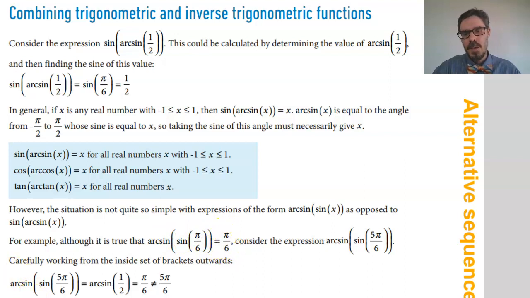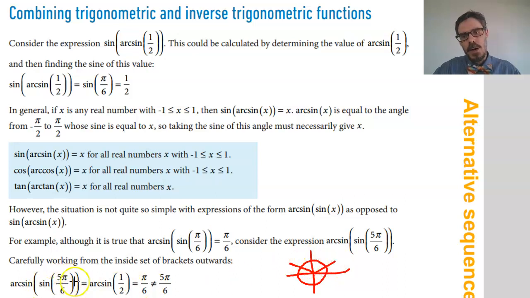But if we think about, give me a moment to get a pen out, if we think about our unit circle, pi on 6 is here. There's another angle over here, which is 5 pi on 6, pi minus pi on 6, that has the same sine value of a half, the same y coordinate.